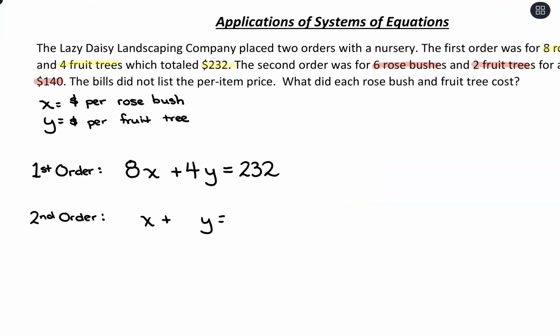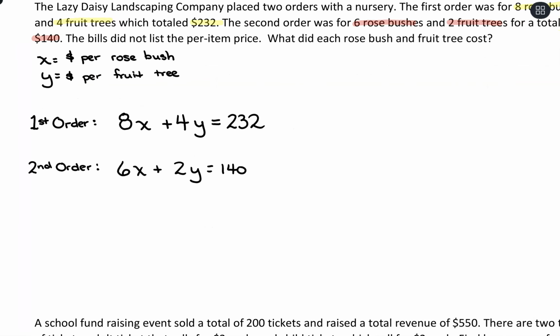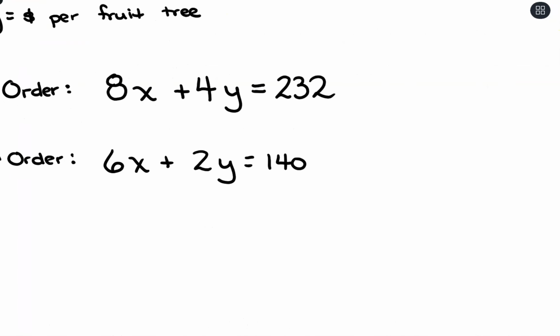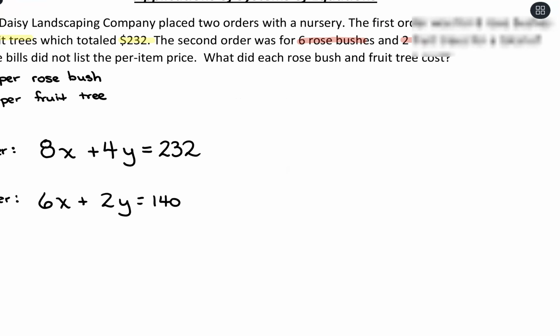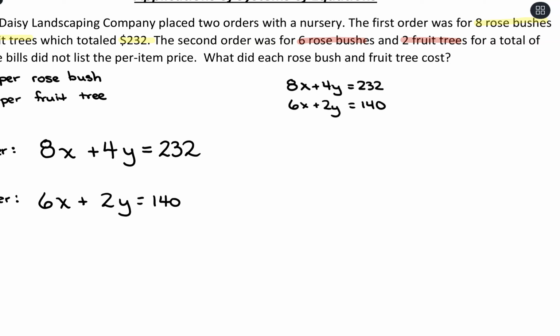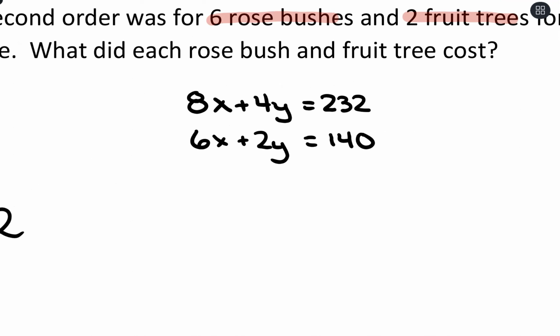And then from our second order, we have 6 rose bushes, 2 fruit trees, for a total of $140. So with that, we have the setup for our system of equations. We have two equations here, and we could get solving. So let's go ahead and move these over here, and now we can do some algebra. 6x plus 2y equals 140. Okay, I'm going to go with elimination method here.